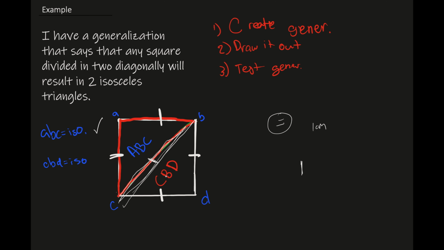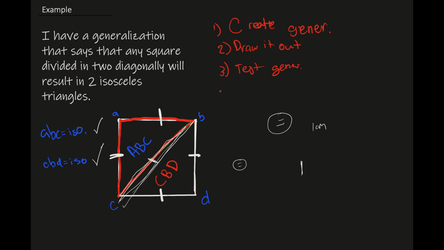Next, let's see if CBD is isosceles. If you realize, this is a mirror image of this triangle. These two are equal, and this one is the same line. So again, it is isosceles. So my generalization is correct. That's actually pretty cool. That is the third step.